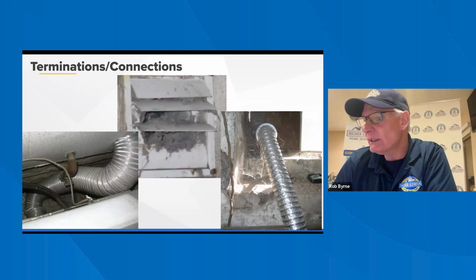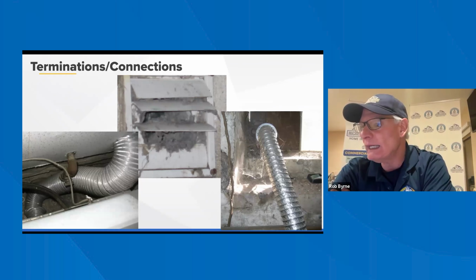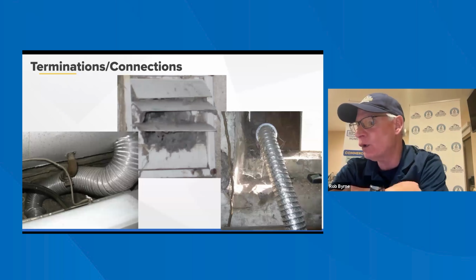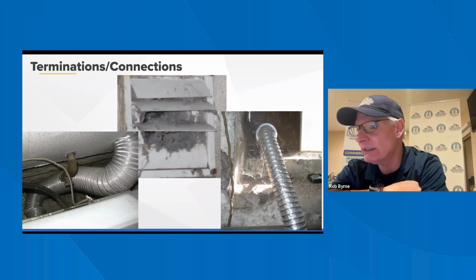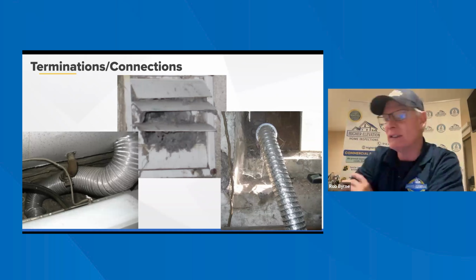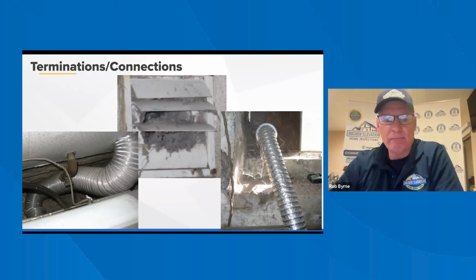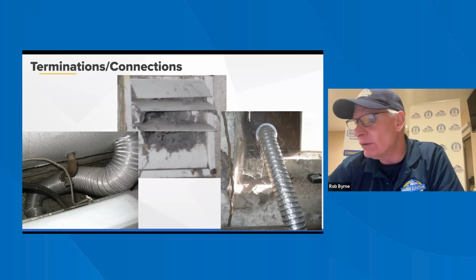Termination points. The duct termination should be fitted with a closable gravity or automatic damper, a backdraft damper. Exhaust outlets should be equipped with backdraft dampers to prevent cold air, rain, snow, rodents, or animals from entering. So that would be like the louvers that you're looking at over here on the outside. And you want to make sure they're cleaned out and not restricting the flow.